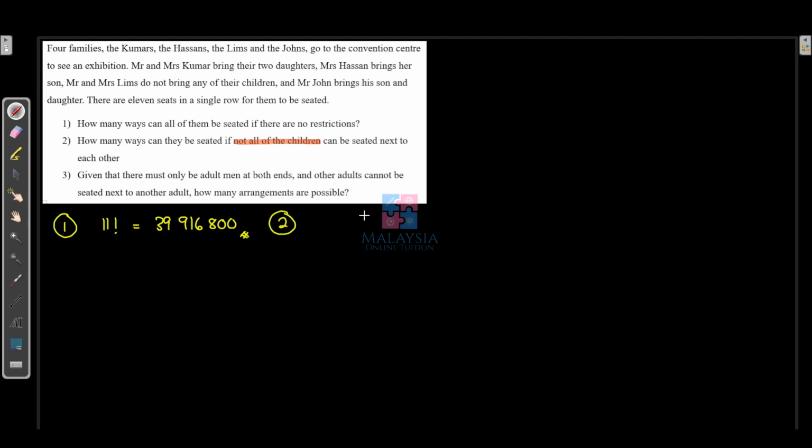So what you are going to find is the number of possible ways that they can be seated if all of the children are seated next to each other, meaning they are going to be in a group. 1, 2, 3, 4, 5, 6, 7, 8, 9, 10, 11. Oh yeah, I forgot, we need to count how many adults and how many children we have. Mr. and Mrs. Kumar 2, Mrs. Hassan 3, Mr. and Mrs. Lim 5, Mr. John 6. So 6 adults, and 2 daughters, a son and a daughter, so 5 children.